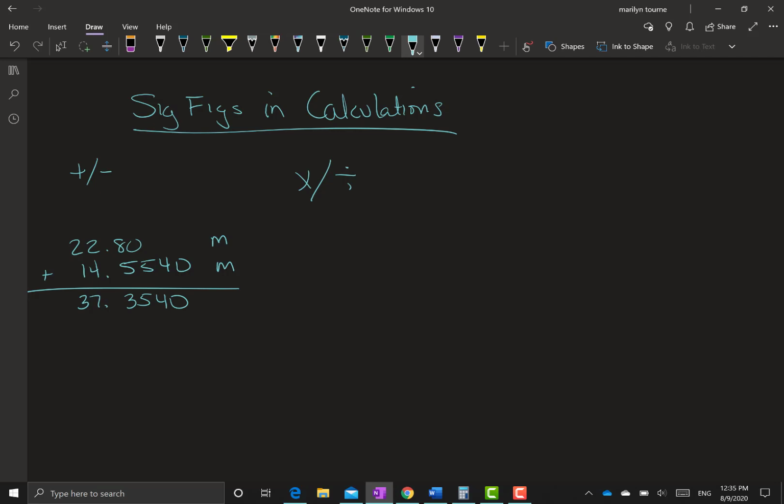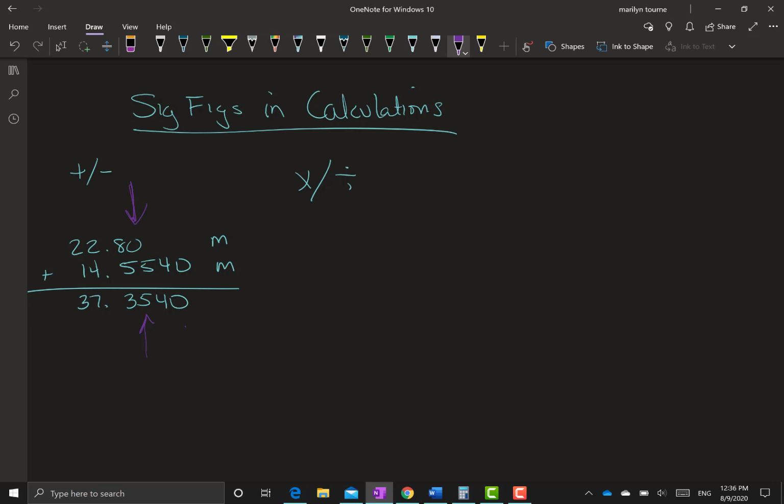The rule is you take the least number of decimal places in whatever numbers you're using. So for example, this 22.80 has 2 decimal places right here, and the second number has 4 decimal places because it goes all the way to the 0. So if you follow the rule, 22.80 only has 2 decimal places. So that means that my final answer can only go up to that decimal place.